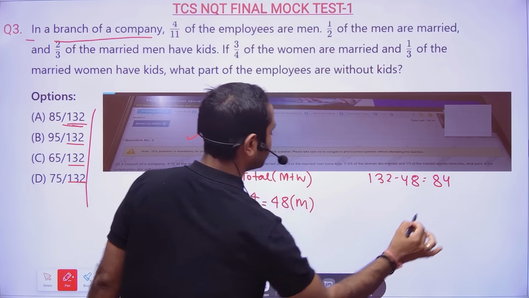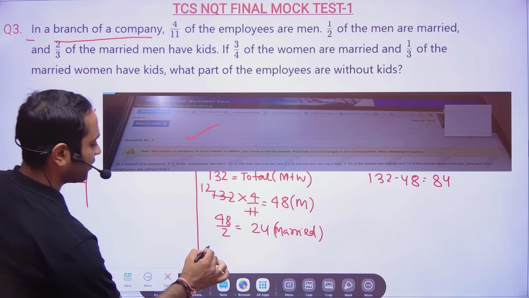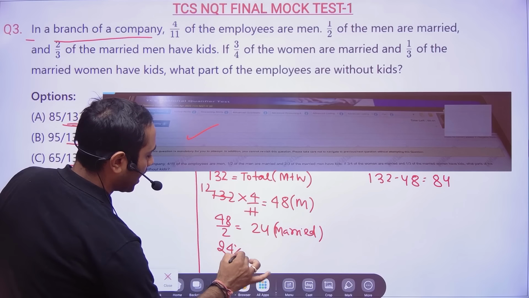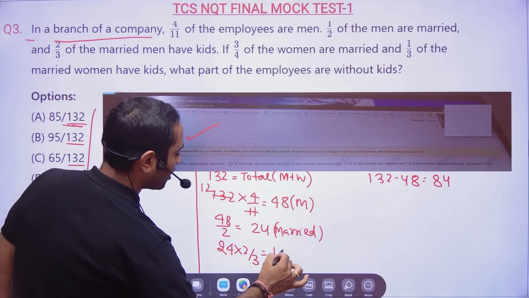Fine. Half of the men are married. 1 by 2 means nothing but half, so 48 by 2, that is 24 men are married. Then they are telling 2 by 3 of the married men have kids. So total 24, and out of that 2 by 3 have kids, which is 16. So 16 is nothing but the men with kids. Okay, fine.